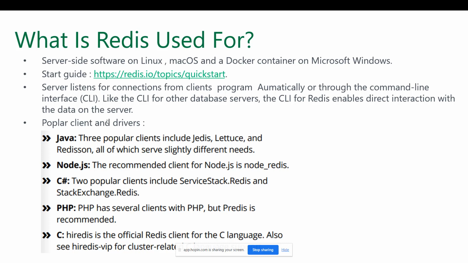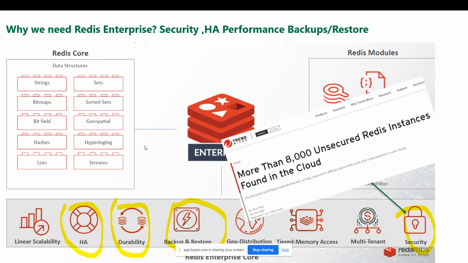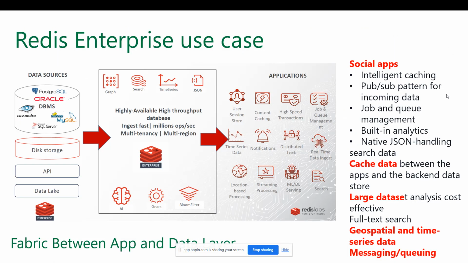It supports all the languages: Java, Node.js, C Sharp, PHP, etc. It supports everything. So why should you use Redis Enterprise? Again, security. You can see here, more than 8,000 unsecure Redis instances found in the cloud. Therefore, in my environment, I use Redis Enterprise because of security. Besides this, we have backup storage, availability, and other modules we can add to our Redis.